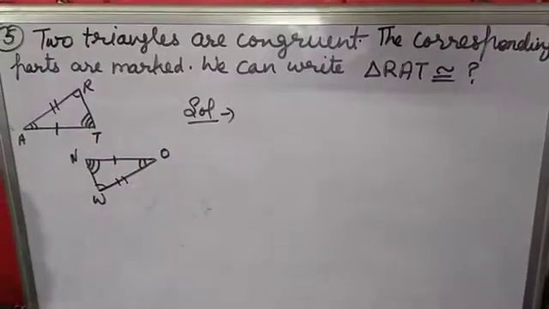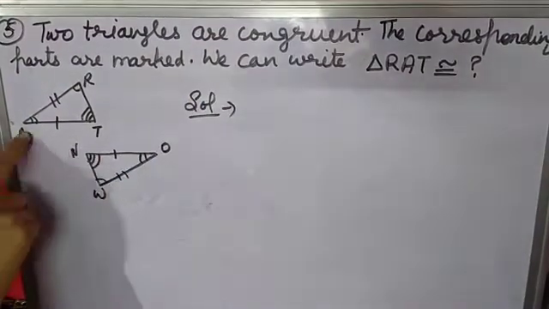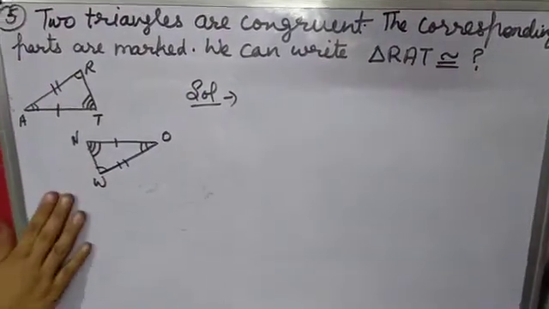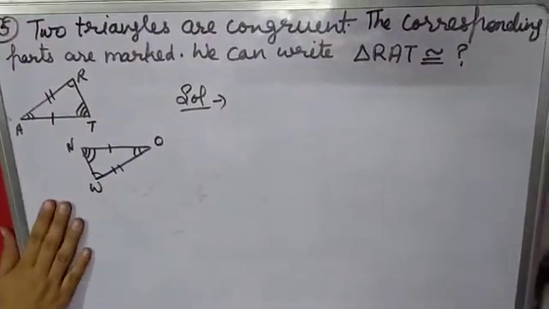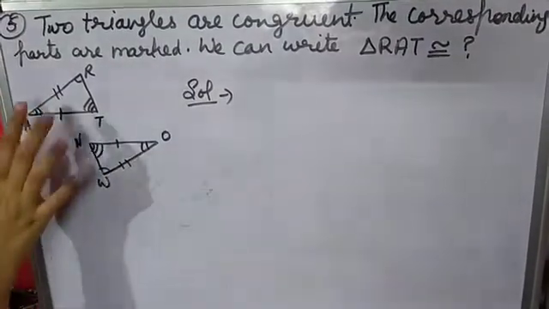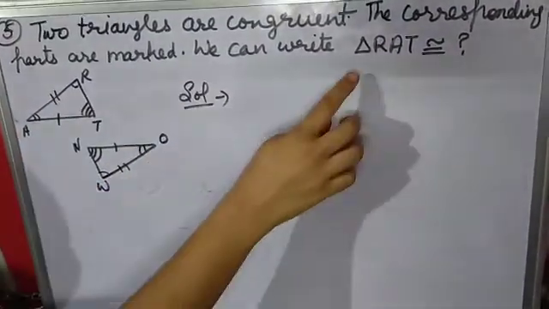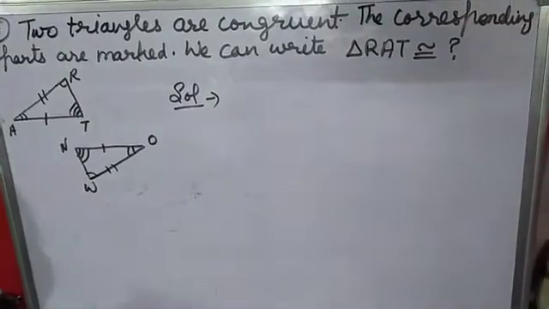Fifth question. Two triangles are congruent. These two triangles are congruent. It is given in the question. He is saying the corresponding parts are marked. Okay, corresponding parts are marked. We can write triangle RAT congruent to which triangle?